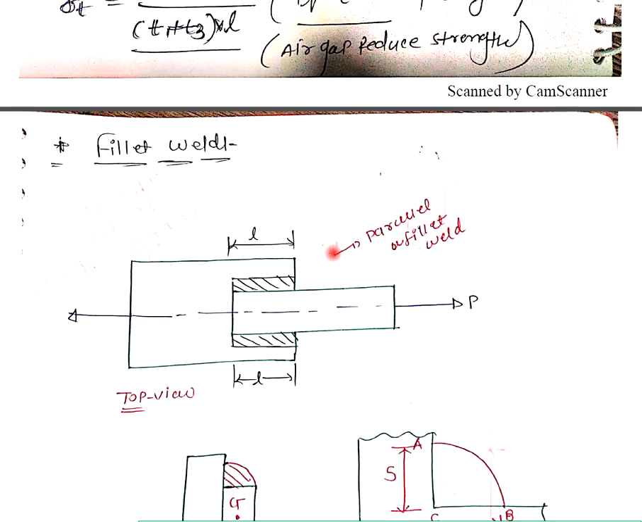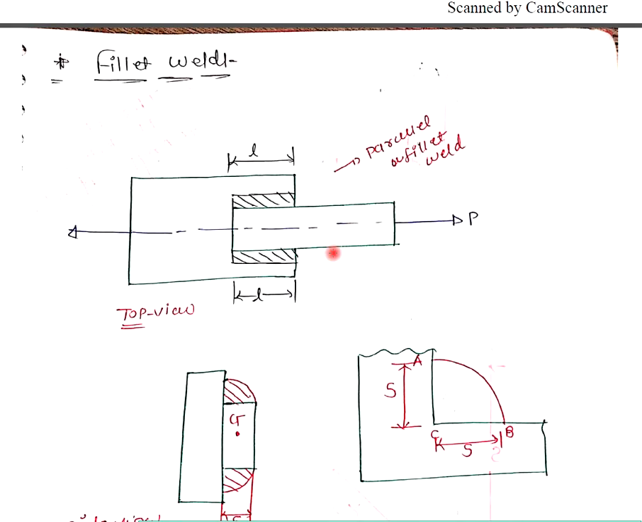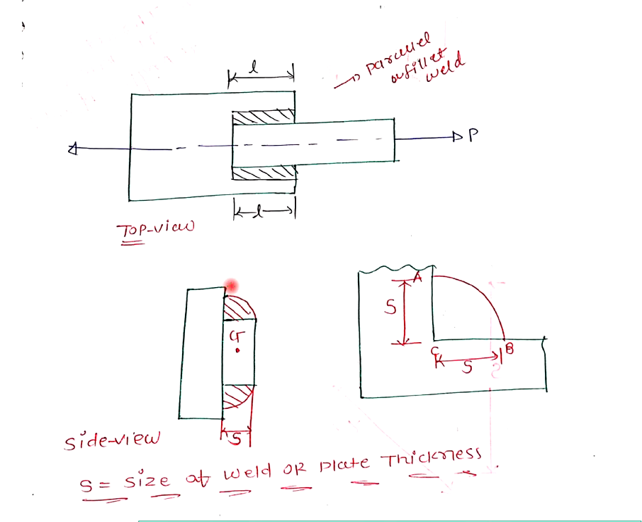Now come to the second joint, known as a fillet joint. When two plates are parallel to each other and we join them with the help of welding, this weld is known as a fillet joint. This is the top view of the plate, and if you look at the side view, the fillet zone will appear like this. This S is known as the size of the weld zone. So for a fillet joint there will be an S.